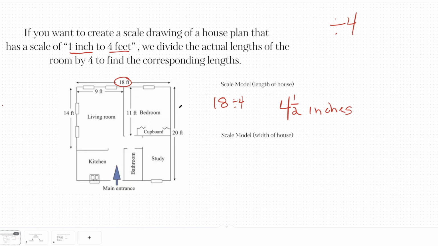All right, let's do one more. Let's do the width. The width we know is 20 feet in real life. So again, if I do 20 divided by 4, that gives us a nice whole number of 5 inches. So if I was going to draw this diagram as a scale model, I would know that the length of the house would be 4.5 inches and the width of the house would be 5 inches if we use the ratio 1 inch to 4 feet.